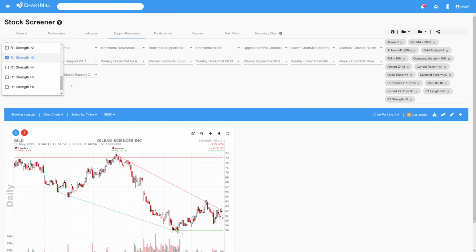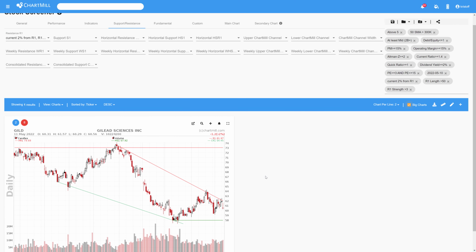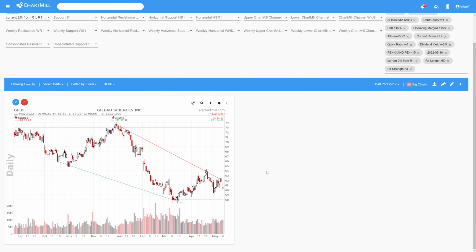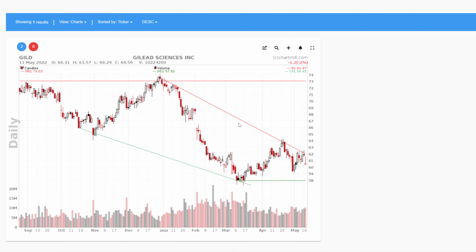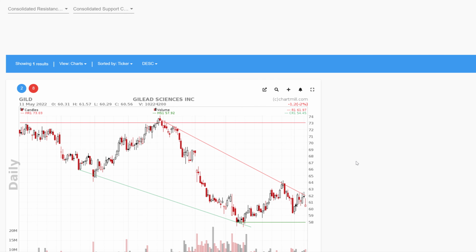This means that we will only keep the shares of which the price is at less than 2% of the closest diagonal resistance line and where the diagonal resistance line has existed for longer than 50 periods, which in this case is 50 trading days since we are working with the daily charts. The last filter stipulates that the diagonal resistance level has already been tested at least 3 times by the price.